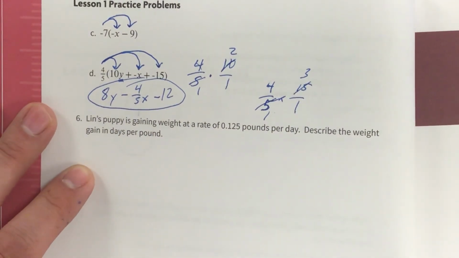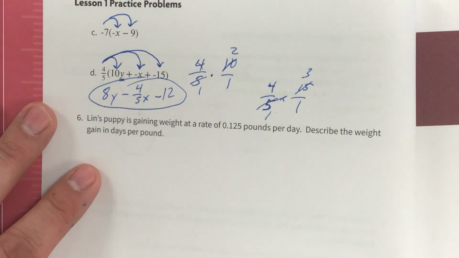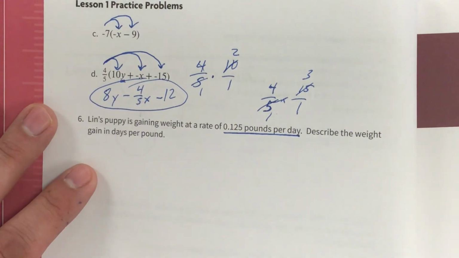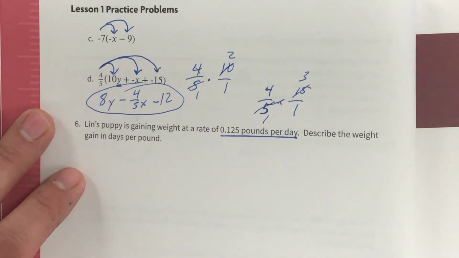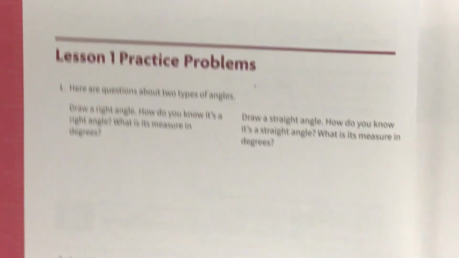Question number 6. Last one. Cameron, would you read that one, please? When a puppy is gaining weight at a rate of 0.125 pounds per day, describe the weight gain in days. Okay. So how many days would it take to gain a pound is what it's asking you. This is how much it gains every day in weight, the new puppy. How many days would it take to gain a pound? That's what it's asking you there. Okay, so 1 through 6, that is due tomorrow. Quite a bit of time today to work. Please work quietly. Let me know if you have any questions.